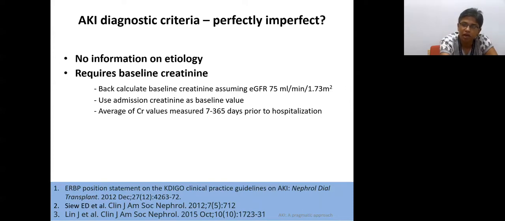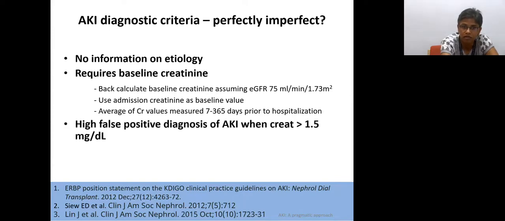If you did have any prior value within the last 1 year, you can take an average of that prior and use that as your baseline creatinine. But yes, this is one of the shortcomings, the fact that you need a baseline creatinine to make this diagnosis.